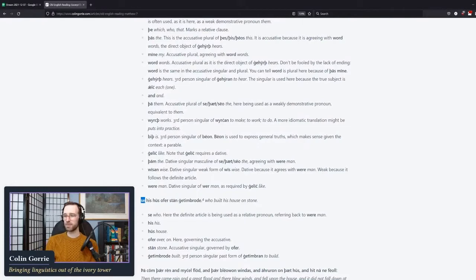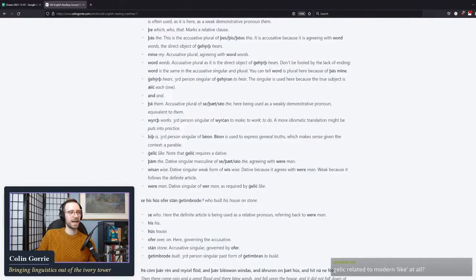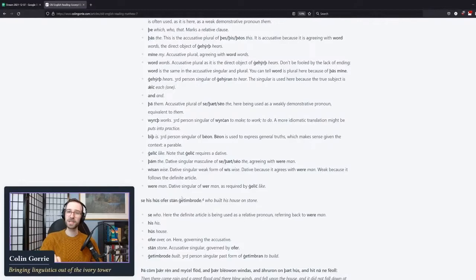Okay. You'll see I put a little footnote on this. This is for those who are Old English nerds, but usually we see that over would not take an accusative unless we had motion towards, so "on to," but this seems to be an exception to that. So you can read that if you're an Old English nerd as well. Jelich is related to modern "like," also to German "gleich."